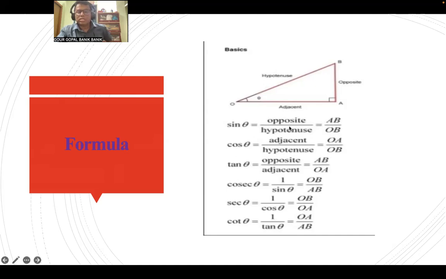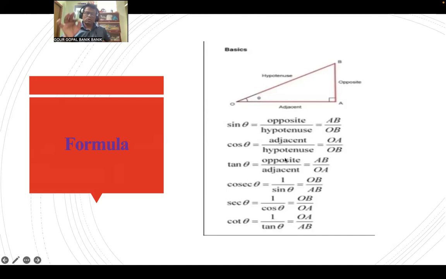Sine theta means what? Opposite by hypotenuse. You have to understand what is opposite and what is hypotenuse. Then make this ratio, and sin theta is done. Then cos theta: cos theta is adjacent by hypotenuse. Take the adjacent value and the hypotenuse value and make the ratio. It will be cos theta. Then tan theta: tan theta is opposite by adjacent. This is the opposite, this is adjacent. If you find this ratio, it will be tan theta.